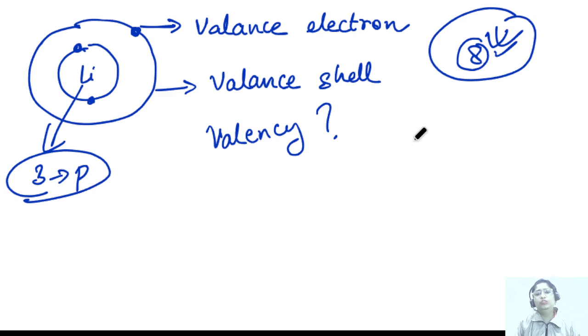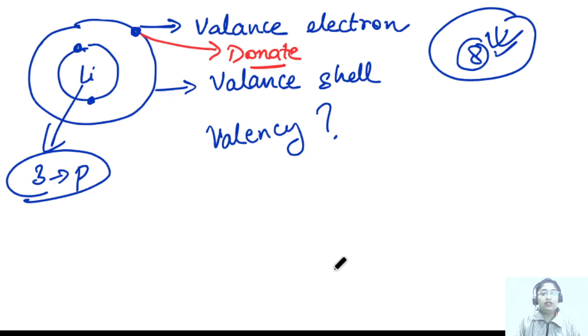Everyone wants to be stable, right? Everyone wants stability in their life. So atoms also want stability. Lithium is not stable. Why? Because the outermost shell is incomplete. So what is lithium supposed to do now? Lithium is supposed to donate this electron to somewhere else.